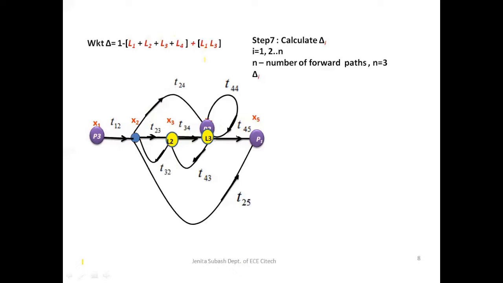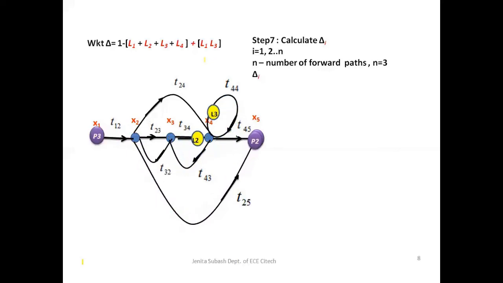Then moving on to the next case, where i is equal to 2, we have to calculate the value of delta which is not touching the second forward path. With respect to the second forward path, we have all the loops touching it. All the loops share a common node with the second forward path. Moving on to the third forward path, it's very clear that we have two loops, L2 and L3, which are not touching the third forward path.